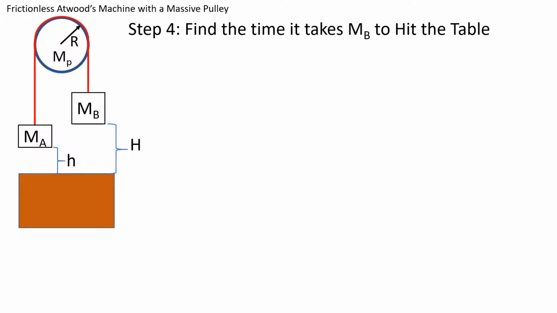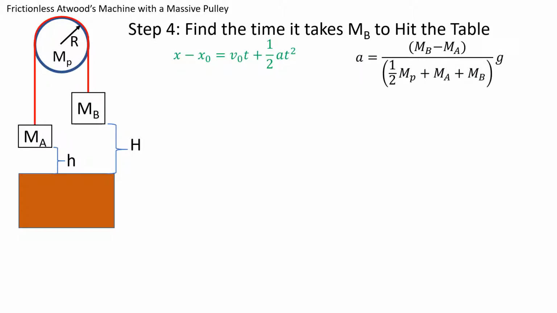So next, we want to go back to the Atwood's machine problem that we had before and compare to what we had with the massless pulley and say, okay, how long does it take for mB to fall the whole way to the table? So just as before, we're going to start with a kinematics equation, x minus x naught equals v naught t plus 1/2 at squared. And the only unknown here is the time, because we have a as solved for before. V naught is 0 if we release this system from rest, and x minus x naught equals h.